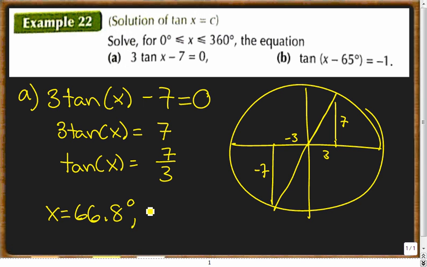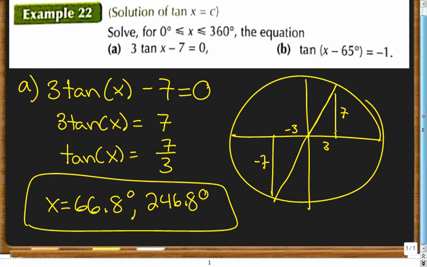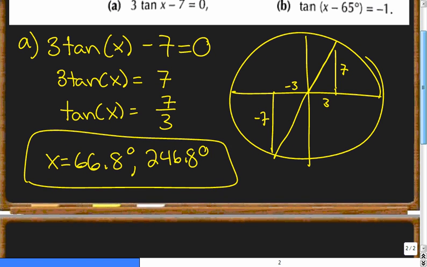So 180 added to this is going to be 246.8 degrees. Voila, done. And so we didn't know where that was on the unit circle, but we could figure it out pretty quickly. Our second equation gives us the tangent of x minus 65.